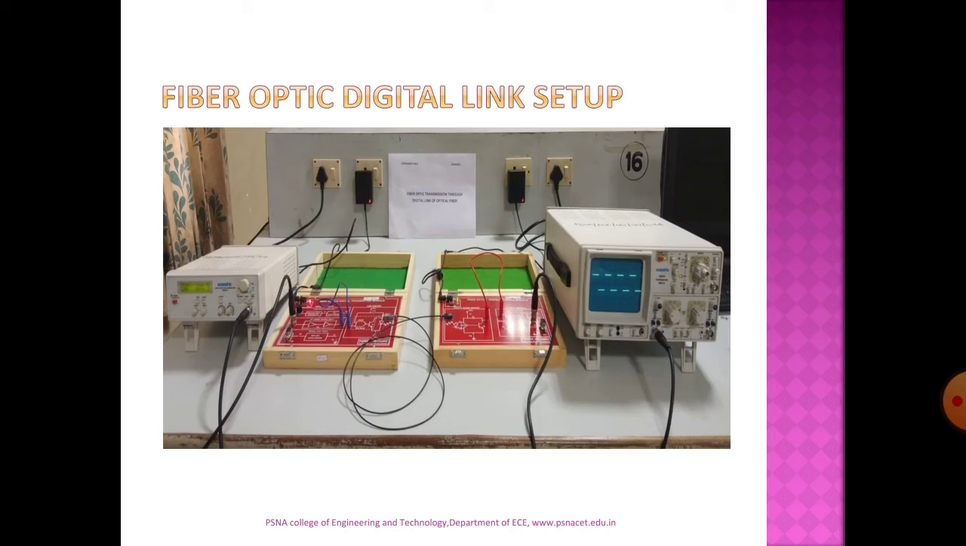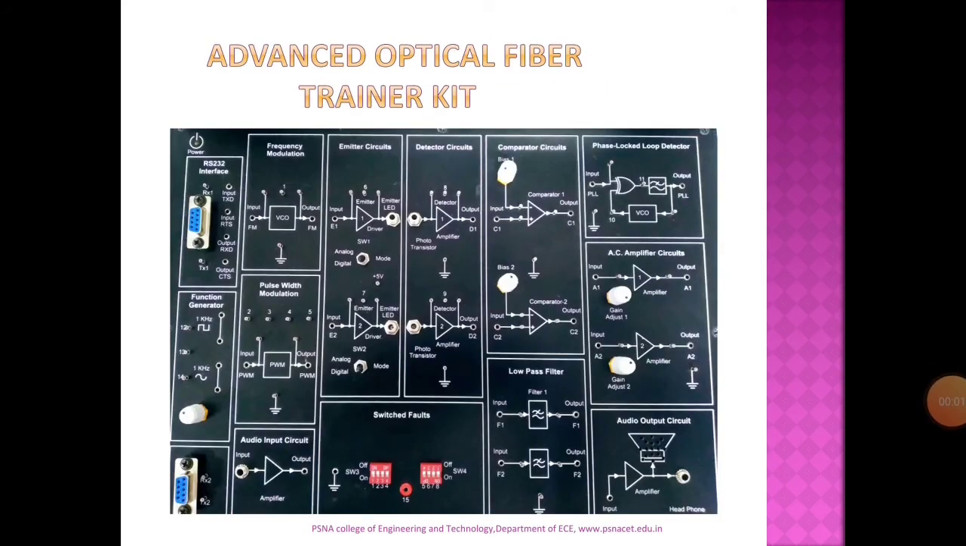So it has to be taken out by means of an optical fiber and given as an input to the receiver module. At the receiver module, the signal has to be taken out through the probe arrangement. Here I have given the input to the cathode ray oscilloscope. This one will be an advanced optical fiber trainer kit.